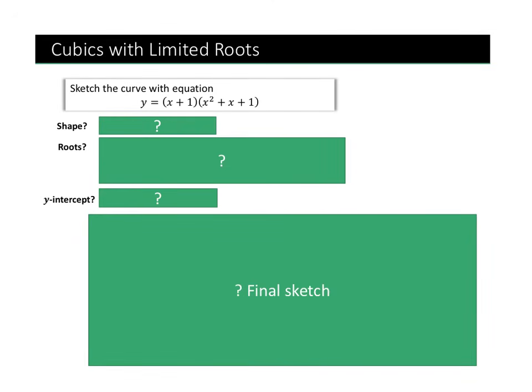So then, cubics with limited roots. In this case, sometimes part of the graph might not even cross the x-axis. Okay? So the shape, is it a positive or a negative? Well, if I multiply this x by x squared, I get a positive. So I know it's going to be like this. My roots here, x plus 1, x equals minus 1.